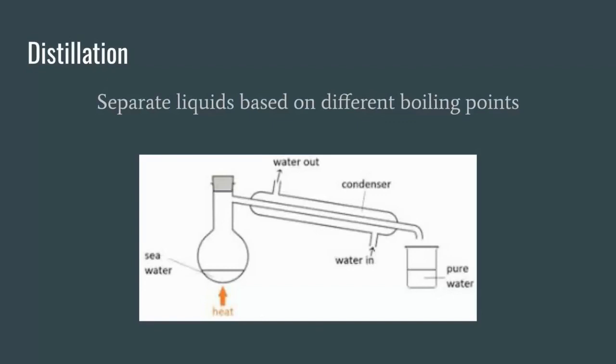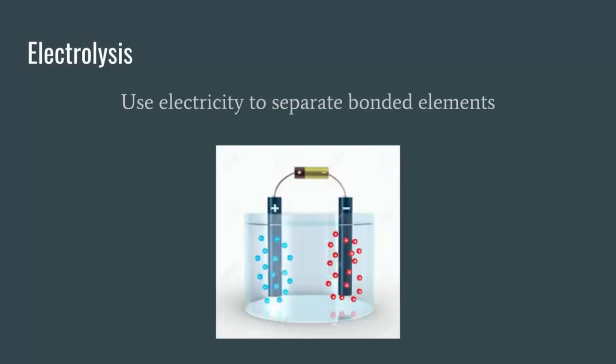So again, you probably won't see this until at least high school, but it is one of the ways that we can use to separate materials, particularly liquids. And electrolysis. This is actually the only one that we're talking about today that can separate things chemically. It's a little bit more complicated than this, but essentially you can use electricity to separate bonded elements and get them back into their pure element form.